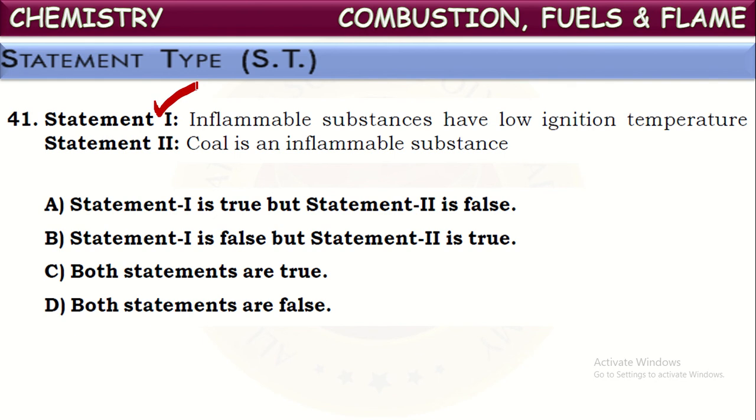That's correct. Now if you see statement 2: Coal is an inflammable substance. Is it true? No. Coal is not an inflammable substance. It won't catch fire easily. It has to be heated to a high temperature, then only it starts combustion. So coal is not an inflammable substance. Statement 2 is wrong. Statement 1 is true, statement 2 is false. So this is the correct answer.